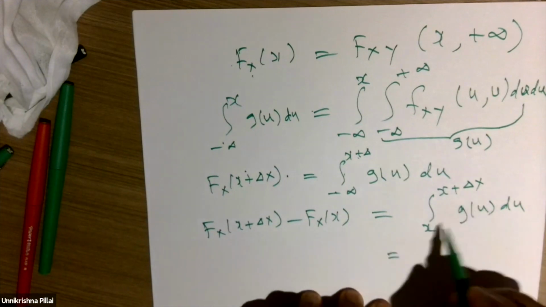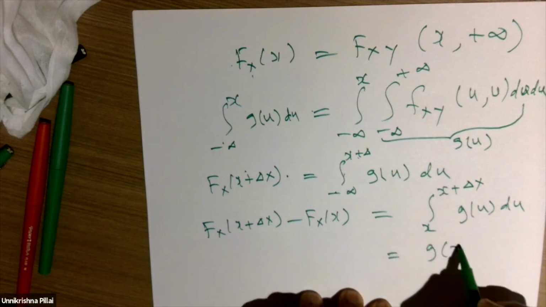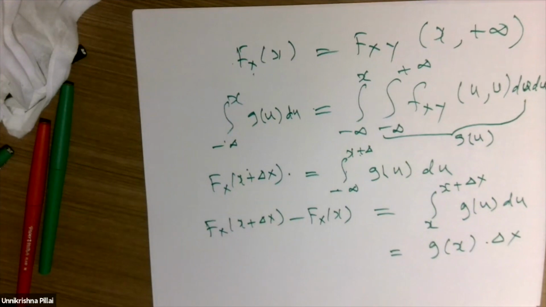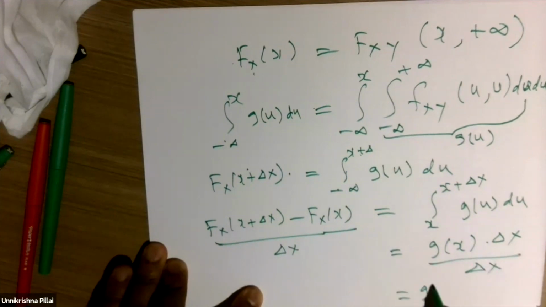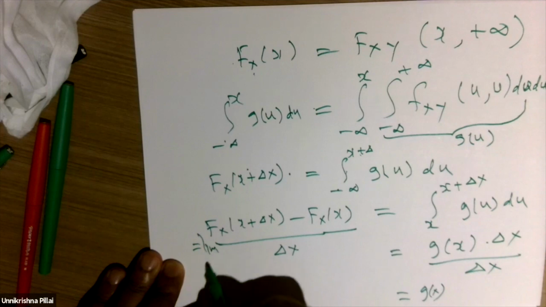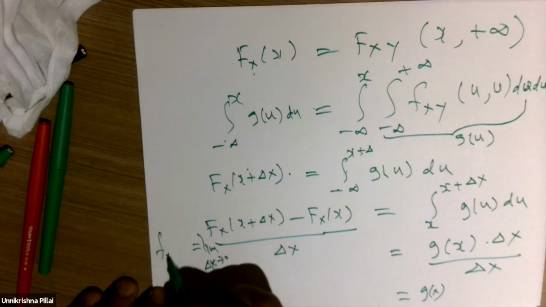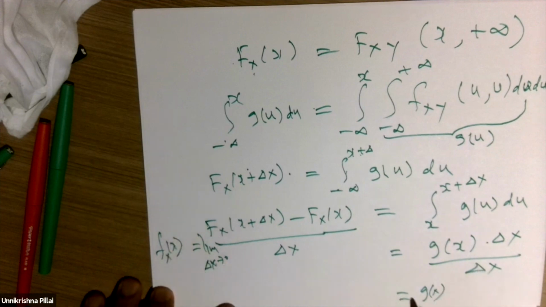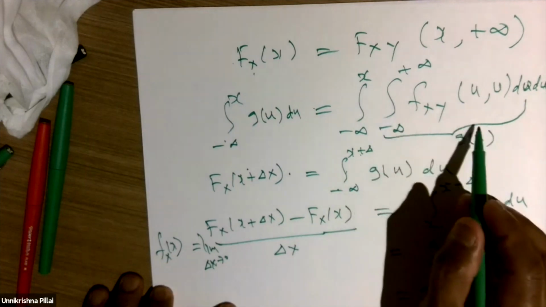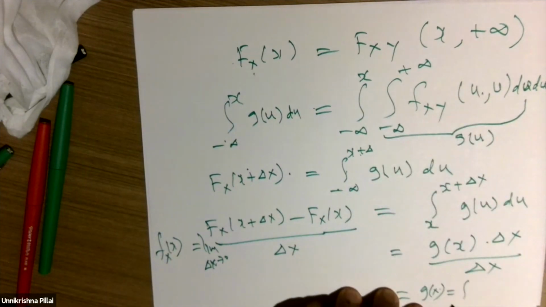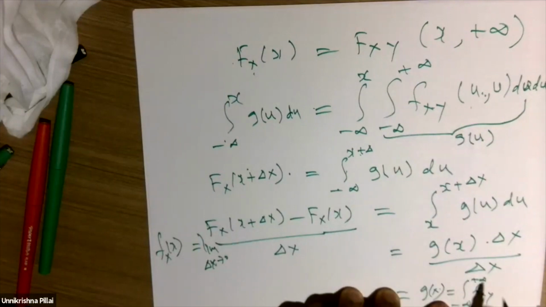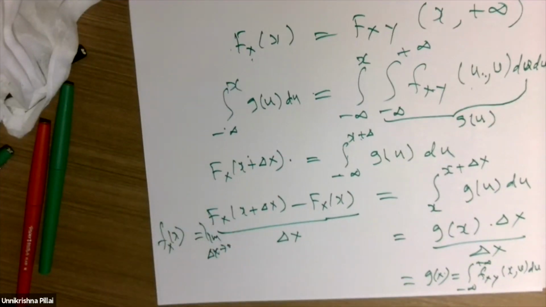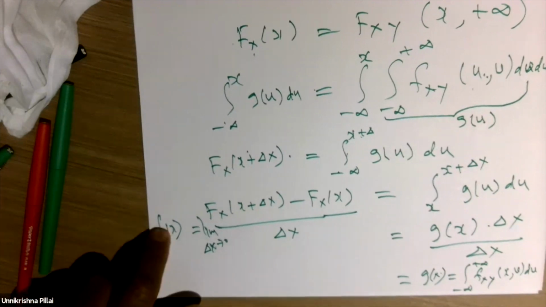Of course, like any integral over a small region, I should be able to approximate it like this, right? So let me divide by delta x. This side I get g(x). And let me push delta x to zero. Then this becomes the derivative of the distribution function, the density function. There is nothing to push here. So let's look at what g(x) is. G(x) is this function with u replaced by x. So this will turn out to be the integral from minus infinity to plus infinity, with u replaced by x. So this is f_XY(x, v) dv. I'll rewrite it on the other page. All you have to concentrate on is f_X, the left side and right side.